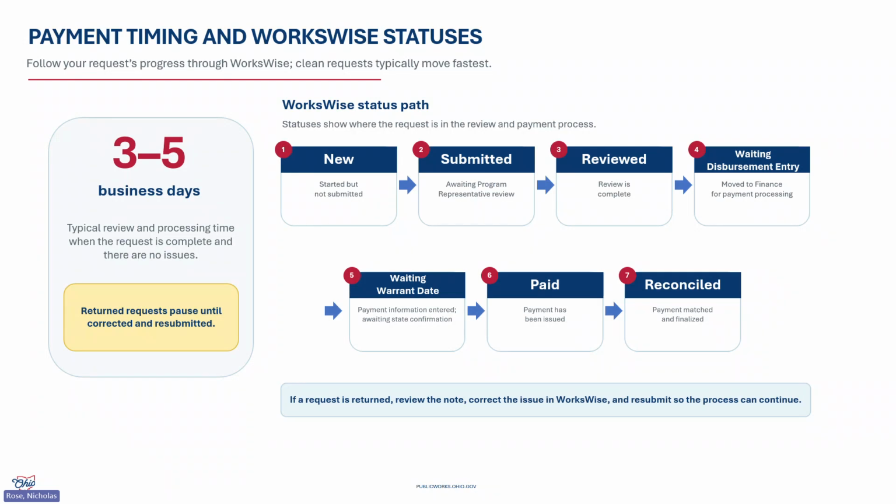Waiting disbursement entry means the request has moved to finance for payment processing. Waiting warrant date means the payment information has been entered and is waiting for confirmation through the state system. Paid means the payment has been issued, and then reconciled means the payment has been matched and finalized in WorksWise. The best way to stay on that normal path is to catch the common issues before they cause a return.